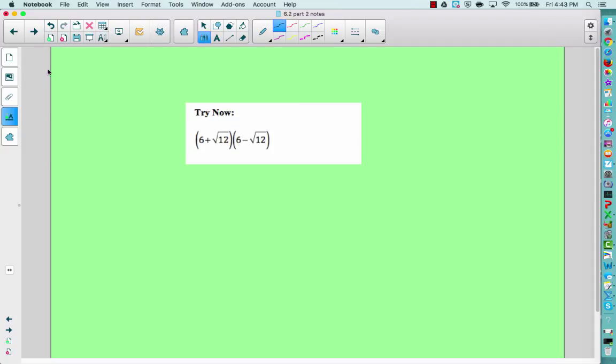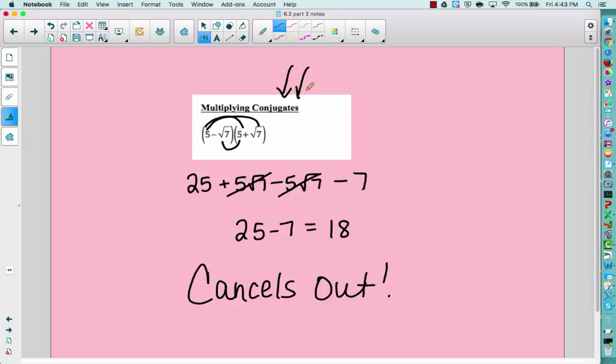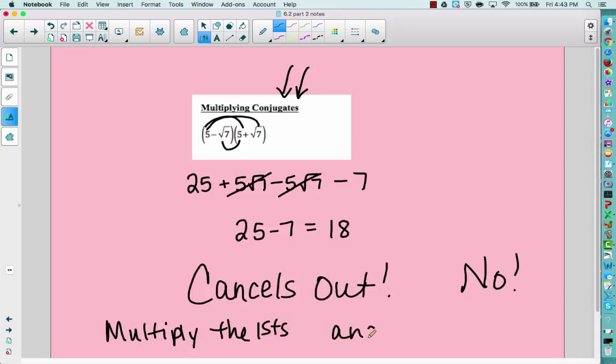What I'm hoping you noticed is what always happens. What always happens is that the middle term cancels out. So do I always need to FOIL if I recognize they're conjugates? And the answer to that is no. You do not need to FOIL. You can just use the difference of squares and multiply the firsts and the lasts.